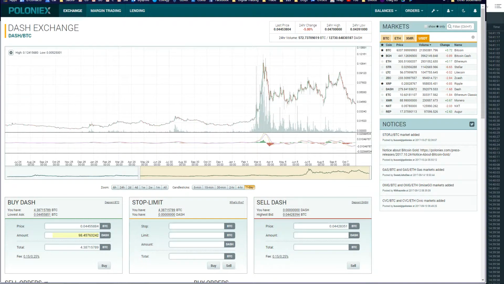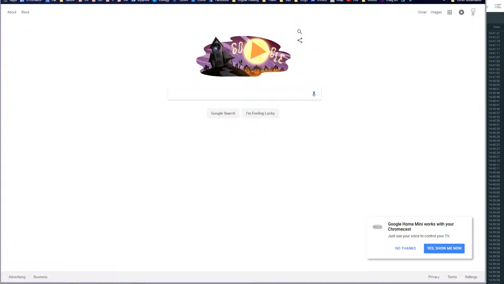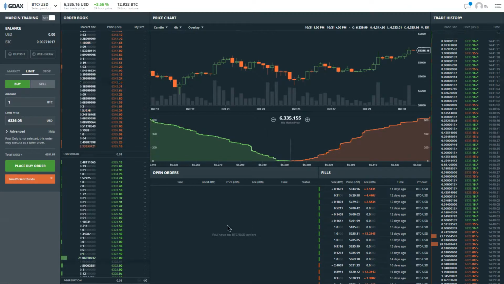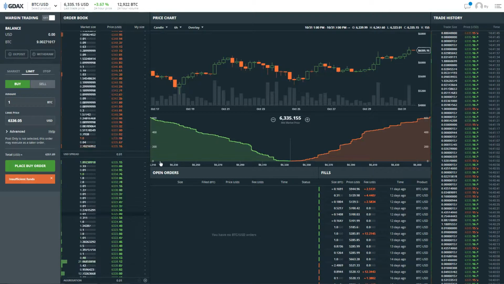Back to GDAX. Where the hell did my GDAX go? Either way. Oh, there we go. GDAX. Same thing. Right now the price has already come down to 6335, which means if I had a buy order down here, it would have taken care of it. That's how I was able to purchase.